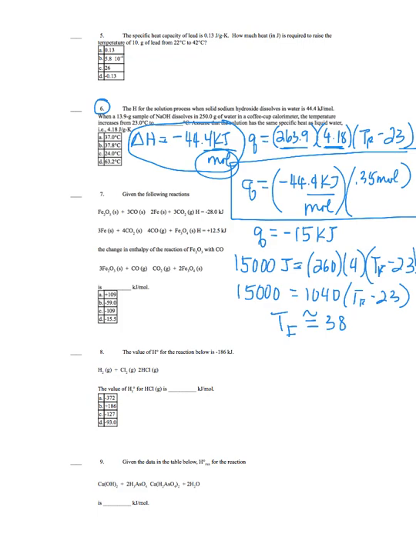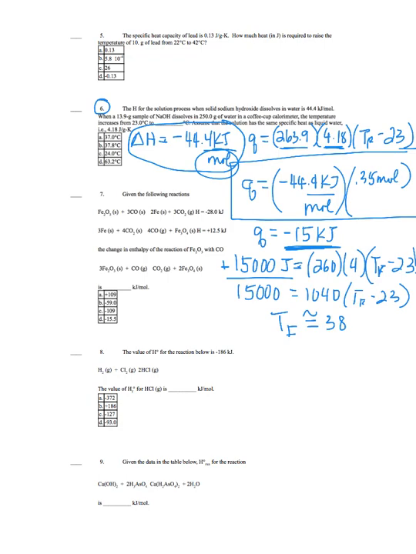Watch out again, because the specific heat is in joules, but the enthalpy was in kilojoules. We're going to have to change that. So we have to change the 15 kilojoules to positive 15,000 joules. Why is it positive?